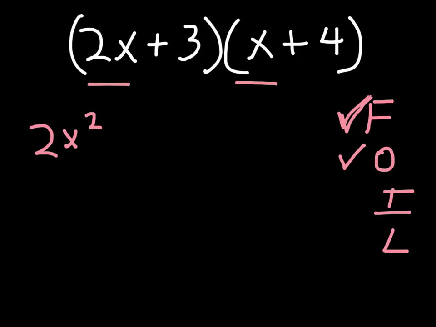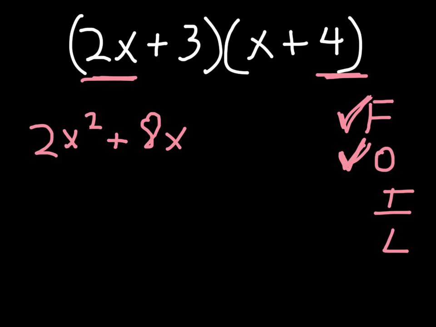Now, multiply the very outermost terms. So the very outermost terms of this problem would be the 2x and the 4. And they're both positive, right? What's a positive times a positive? Positive. So I'll write the plus. And what's 2x times 4? Well, 8x. So I've taken care of multiplying the very outermost terms.